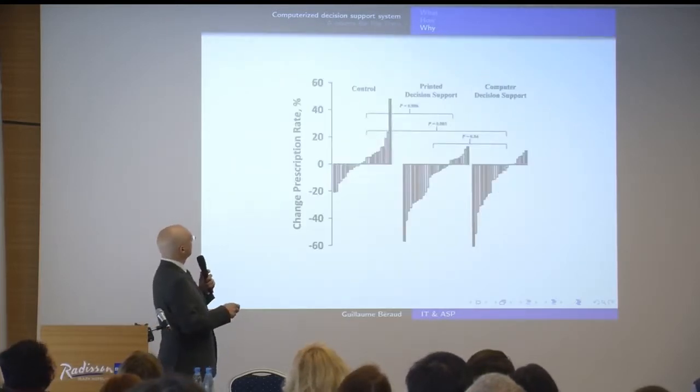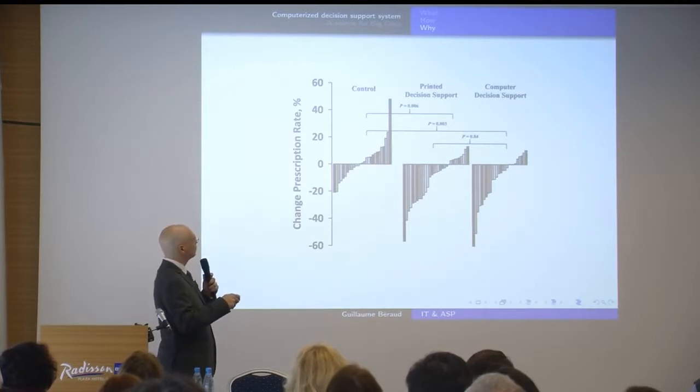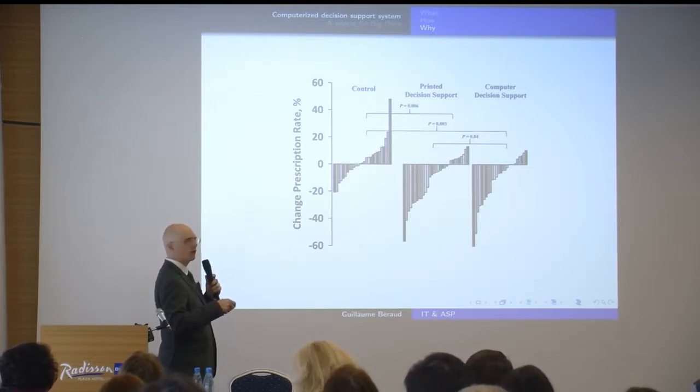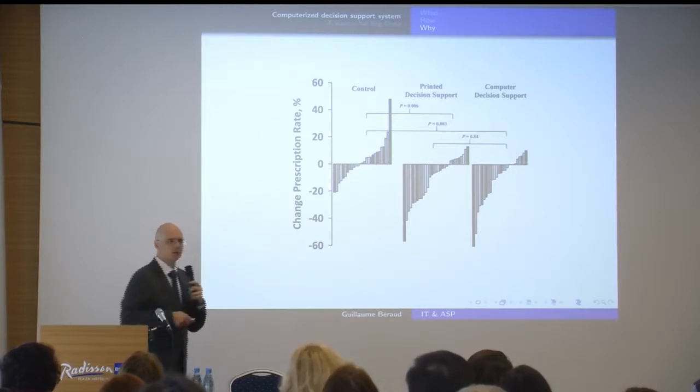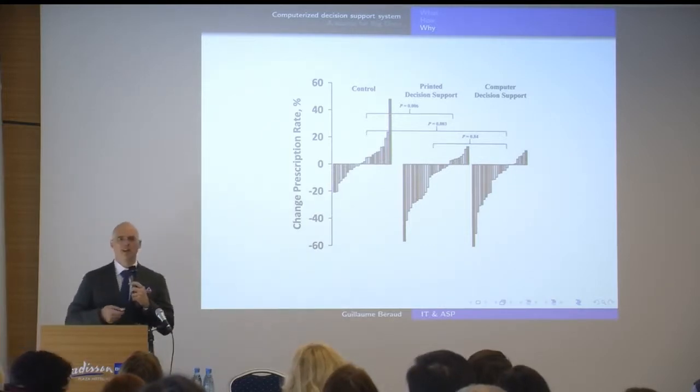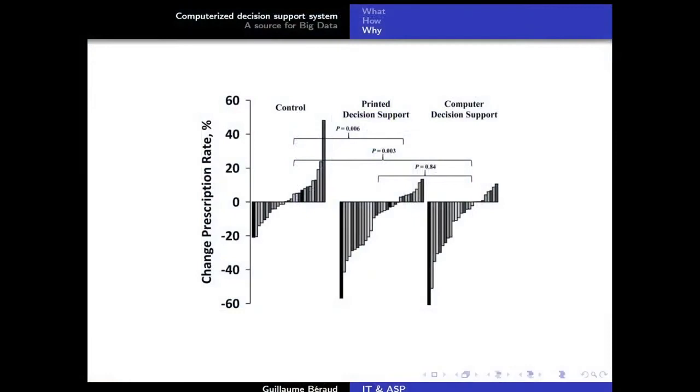this is the prescription of the prescriber compared to the previous year. So control, okay, nothing happens. Sometimes it decreases, sometimes it increases. Printed, it decreases in general, and computer, it decreases. But there was no difference between the poster and the computer. So yes, it worked, but it worked not better than the poster.